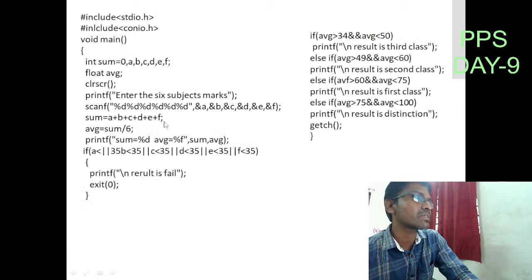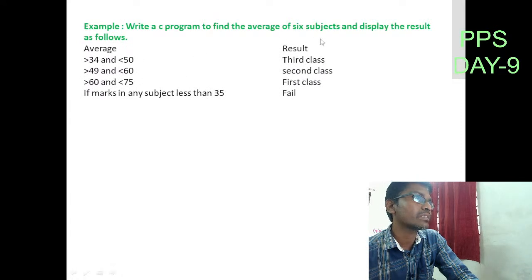Another best example is to find the average of 6 subjects and display the result as follows. If the average is greater than or equal to 34 and less than or equal to 50, then the result will be third class. If the average is greater than 49 and less than 60, then it will print the result as second class. If the average is greater than 60 and less than 75, then it will print the result as first class. And otherwise, if it is less than 35, then you have to print fail.